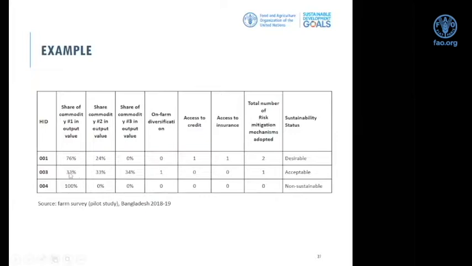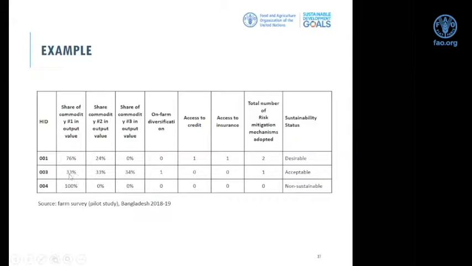So given that the share of a single commodity is 76%, based on this, it will be zero. Zero means no. And so on. So based on farm diversification, this farm is non-diversified. Access to credit, yes. Access to insurance, yes. Out of three, the farm has two coping mechanisms or mitigation mechanisms. Hence, it is classified as desirable or green.